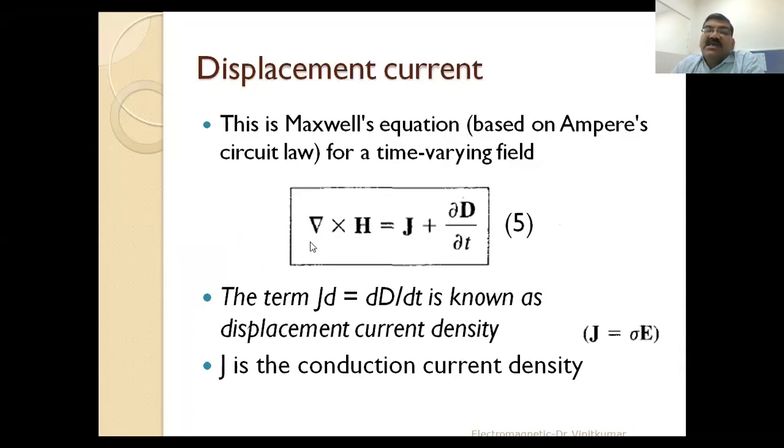So Maxwell's equation gets modified: del cross H equals J plus the displacement current density. This gets added here, and due to this additional parameter, you will have radiation. J is called the conduction current density and JD is the displacement current density. Due to the displacement current density, you will have radiation. At lower frequencies, the displacement current density is significantly less, so you can neglect it. But for higher frequencies, it is very prominent, so you will have the radiation.